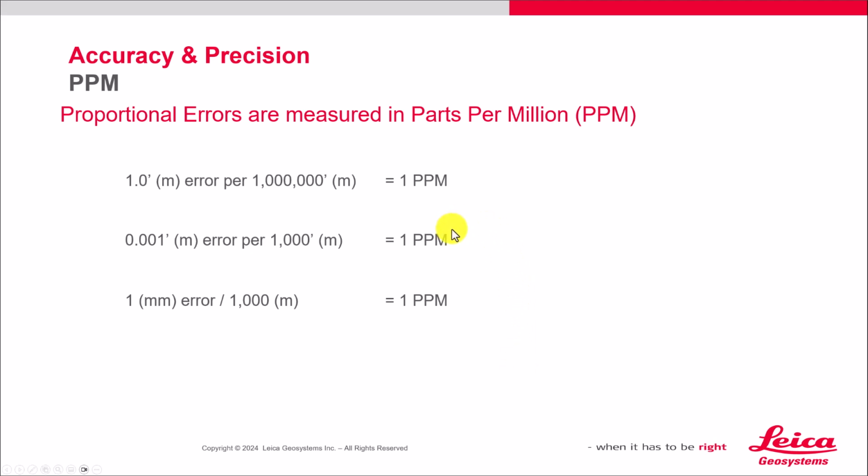Here are a couple of examples that all mean the same thing. They all mean 1 part per million: 1 meter per 1 million meters, 0.001 meters per 1,000 meters, and 1 millimeter per 1,000 meters. So there are lots of ways to say the same thing.